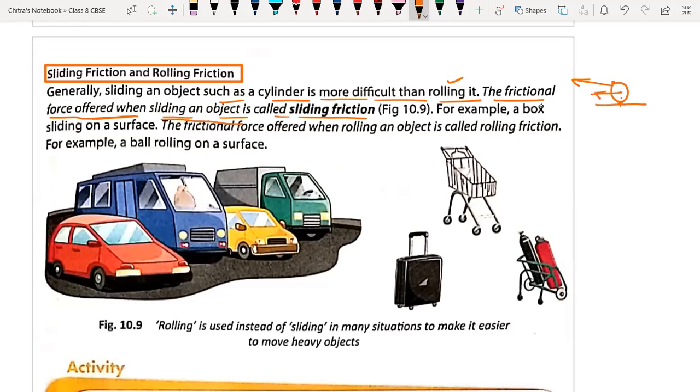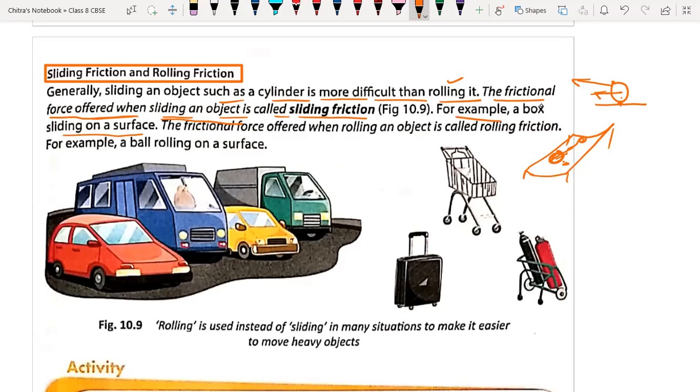Most of the time, small children usually slide on a slider. So when any object is sliding and there is friction working between the sliding object and that surface, it is called sliding friction. I hope you understood what sliding friction is.